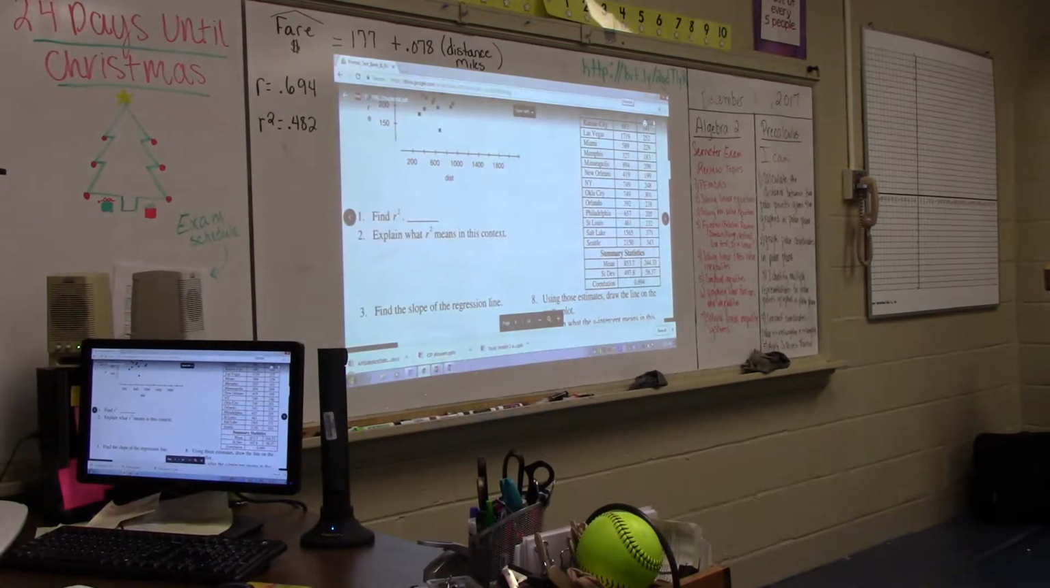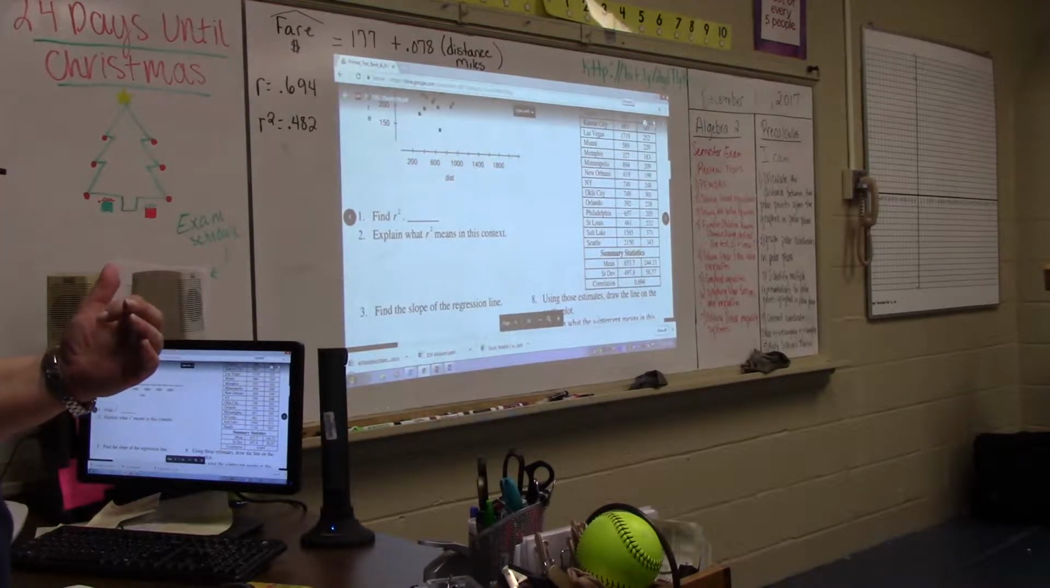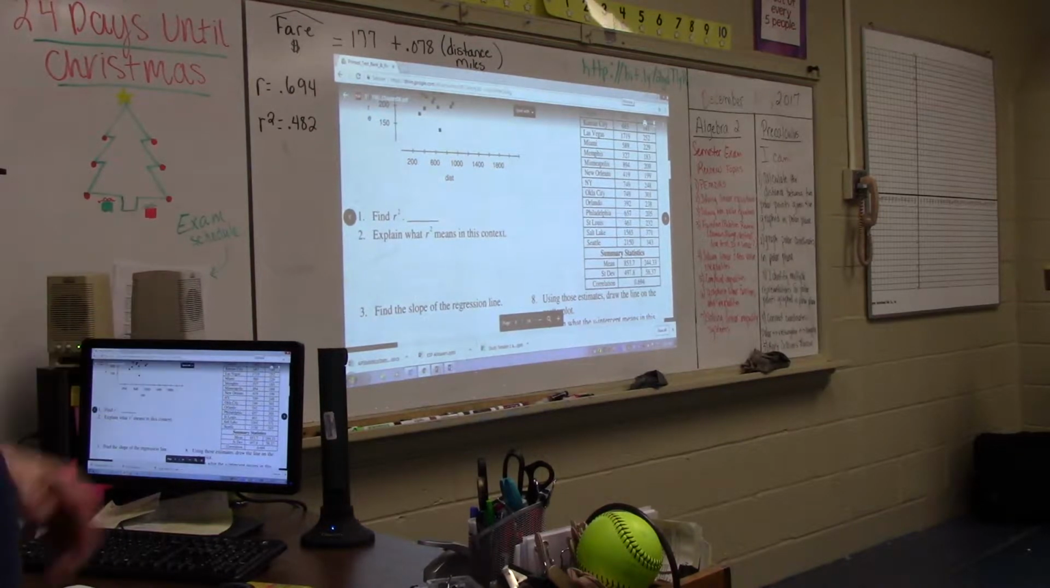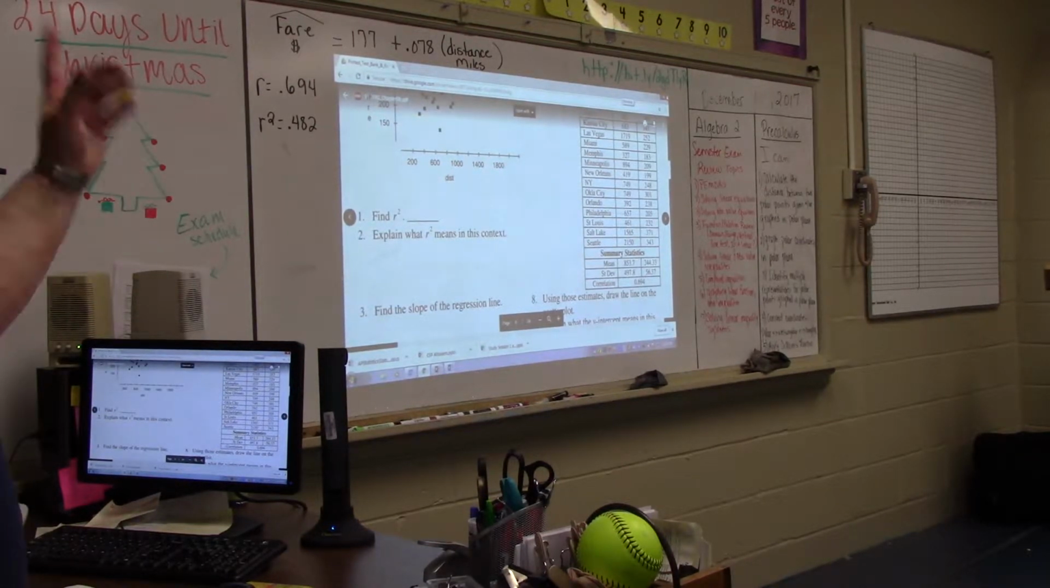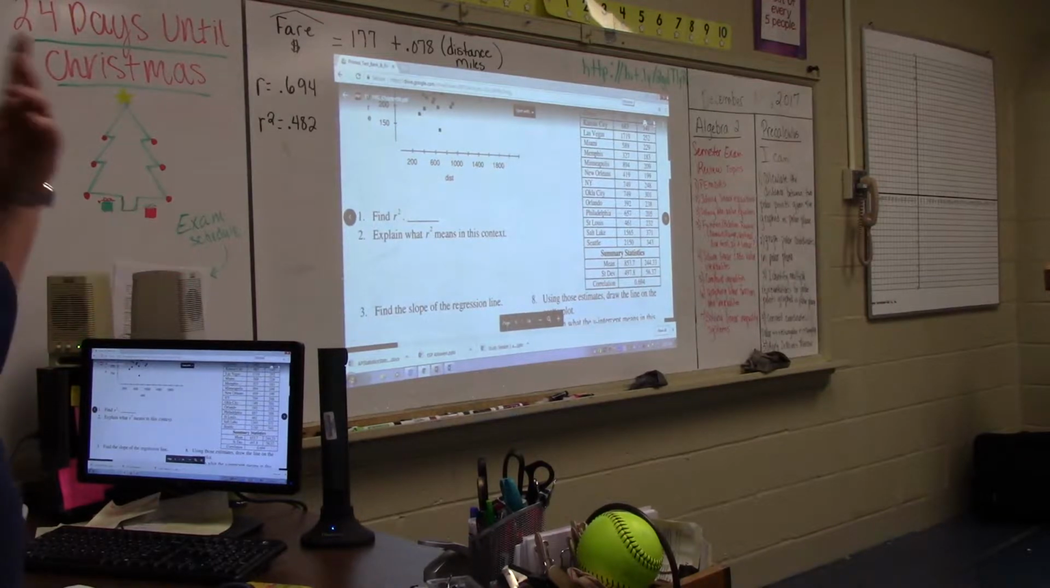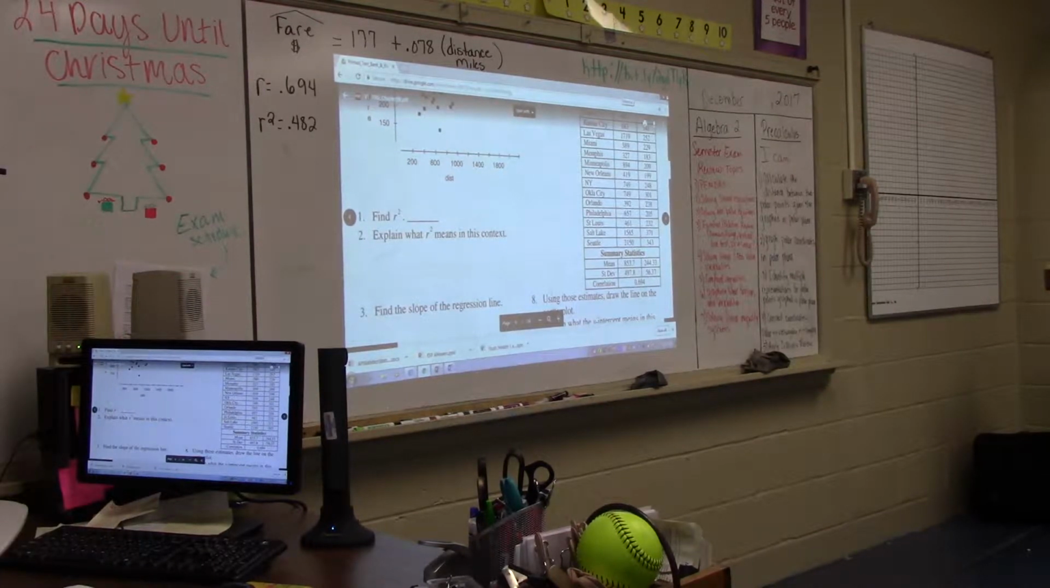What that means is that only about 49% of the spread of the y values can actually be explained by this line. So it's really only accurate about 49% of the time. So I probably wouldn't want to use this if I'm responsible for figuring out what the fare is going to be. It's only good about 50% of the time. I need to find another model because this is not accurate enough. I want more money.